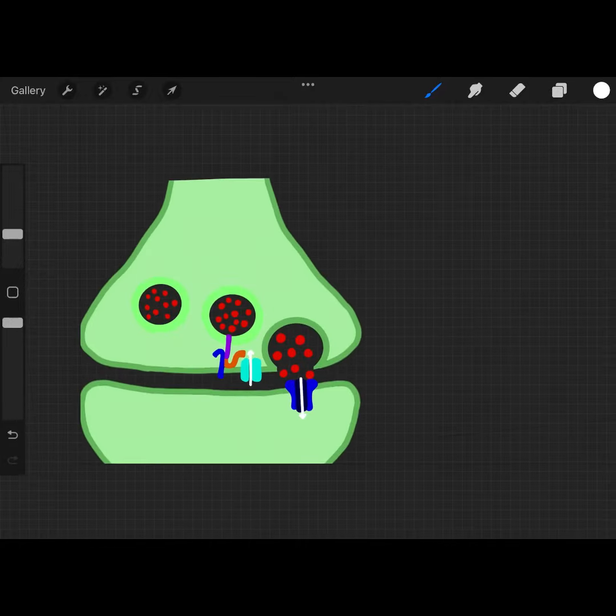To give you a more visual representation of how botulinum toxin works, I'll first explain normal synapse function and then how botulinum toxin affects synapse function.